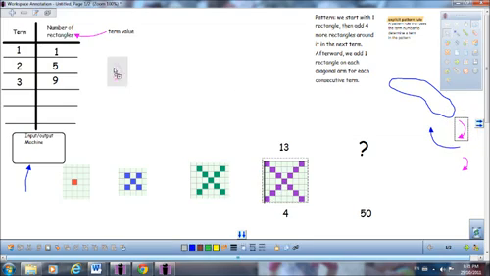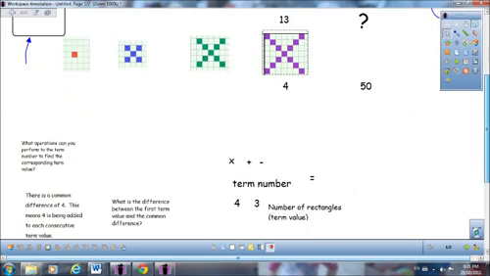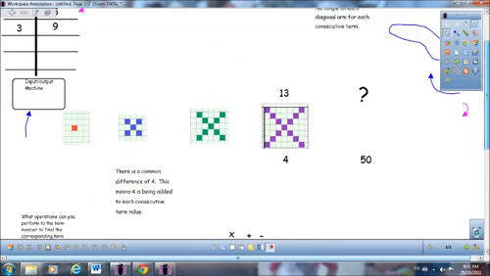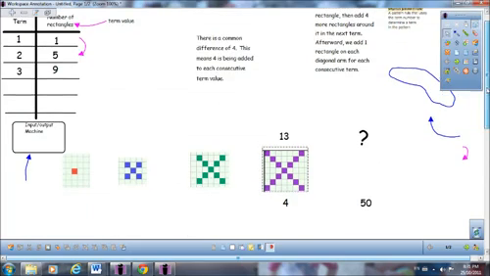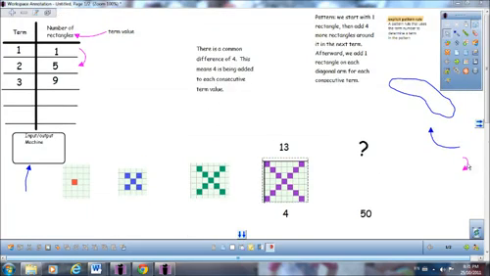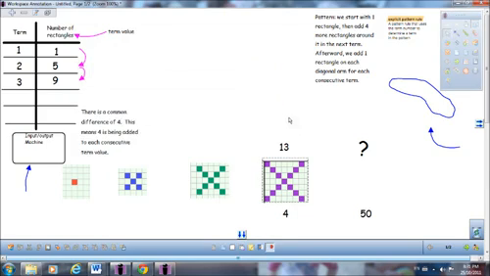Another thing you should see is we're going to start looking for a common difference. What does common difference mean? Common difference describes the pattern amidst the term values. So if you look at the term values, they're changing 1 to 5 to 9. Well, the common difference that's recognized there is a common difference of 4.